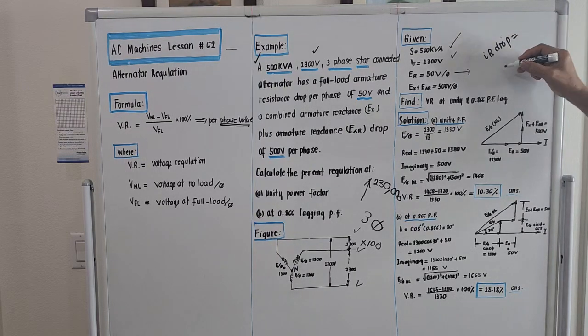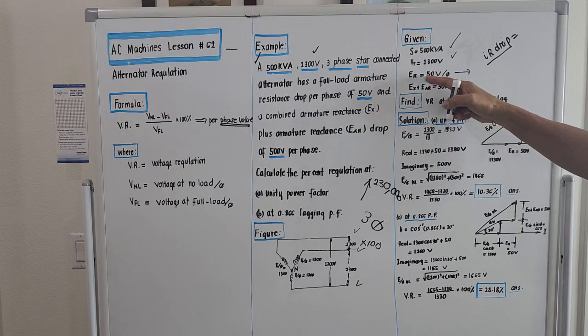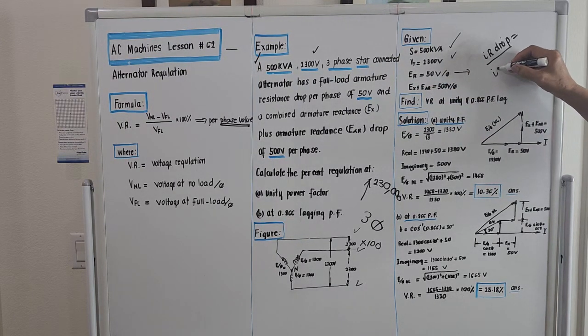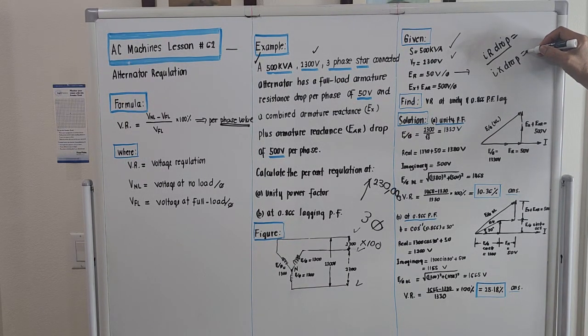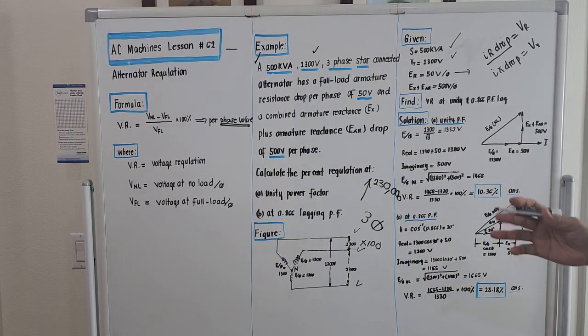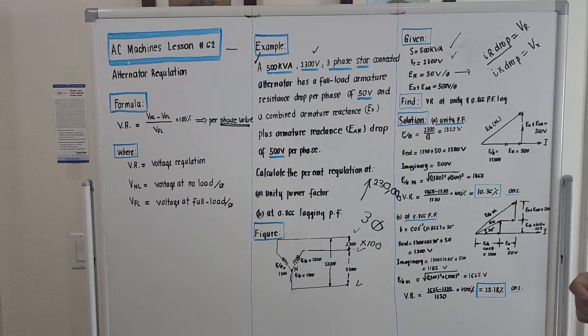It is due to the resistance of the winding. And this EX plus ER is 500 volts per phase. This is the IX drop. This is the so-called voltage drop E sub R, and this is actually E sub X. E sub X refers to the reactance drop. It's the drop due to the reactance of the windings, the first one.